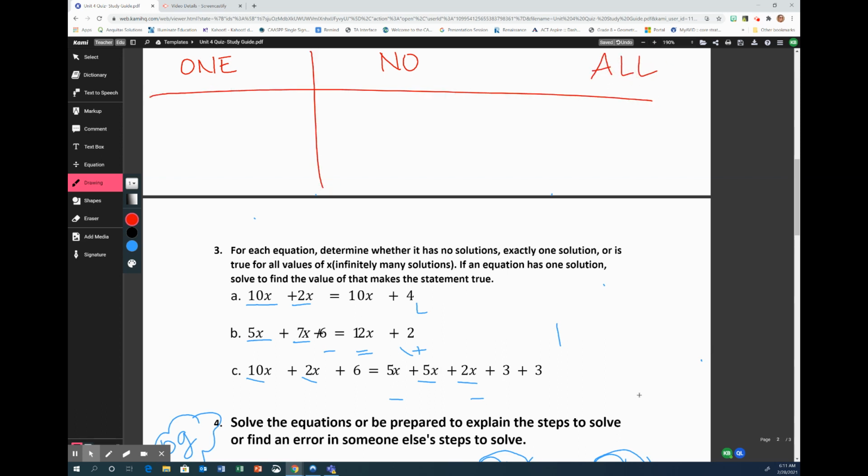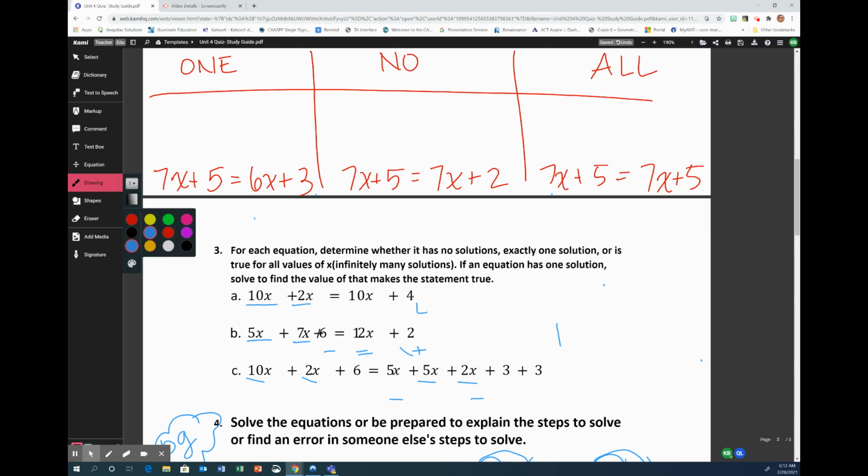For all 3 of them, you want to compare the coefficients and you want to compare the constants. Let me give you an example of each. 7x plus 5 equals 6x plus 3. 7x plus 5 equals 7x plus 2. 7x plus 5 equals 7x plus 5. Those are an example of each: one solution, no solution, all solutions.